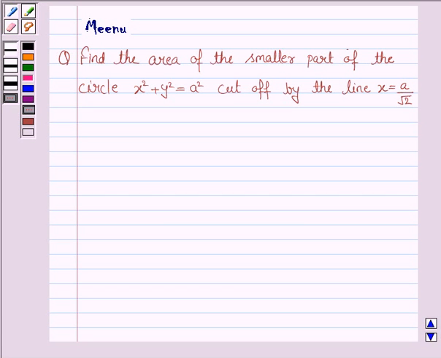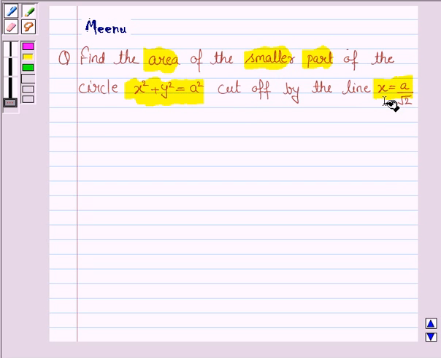Let us discuss the following question. It says, find the area of the smaller part of the circle x² + y² = a² cut off by the line x = a/√2. Let us now proceed on with the solution.